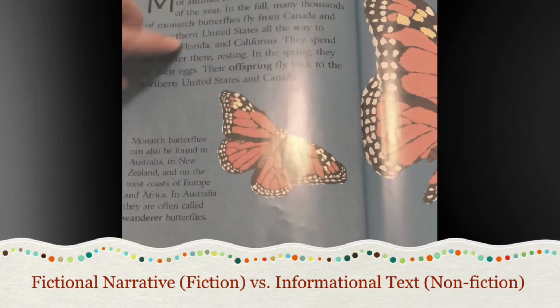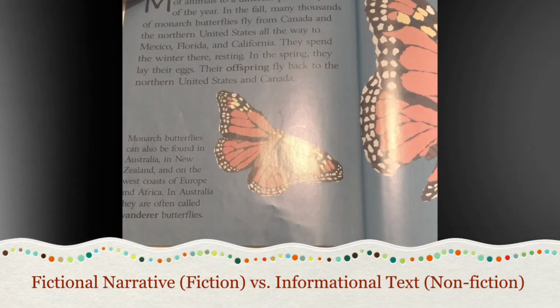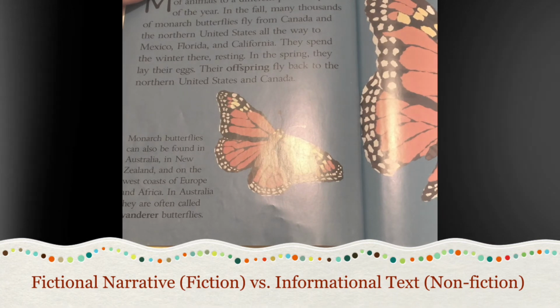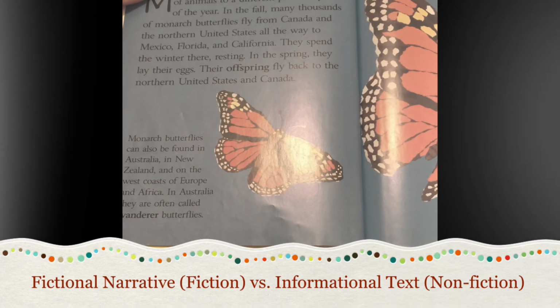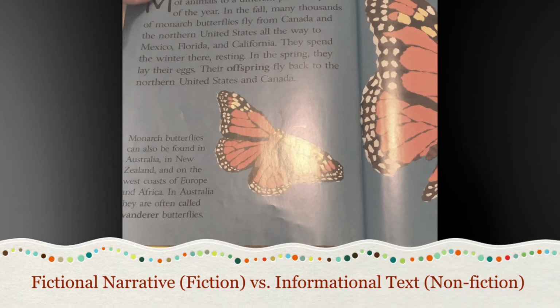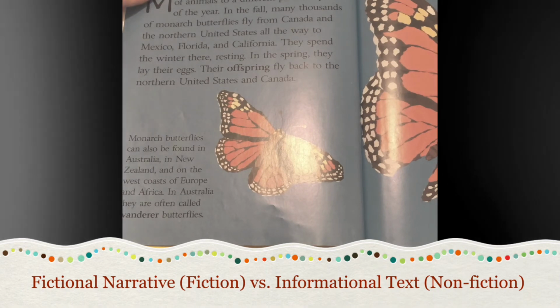What does migration mean? Migration is the movement of a group of animals to a different place for part of the year. In the fall, many thousands of monarch butterflies fly from Canada and the northern United States all the way to Mexico, Florida, and California. They spend the winter there resting. In the spring, they lay their eggs. Their offspring fly back to the northern United States and Canada.